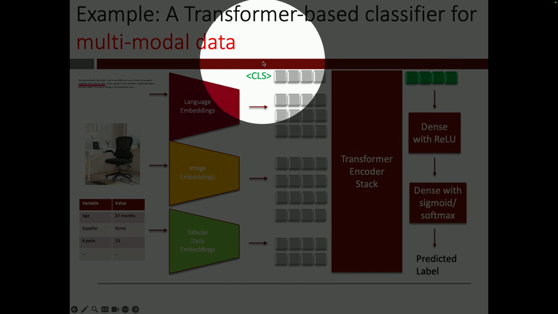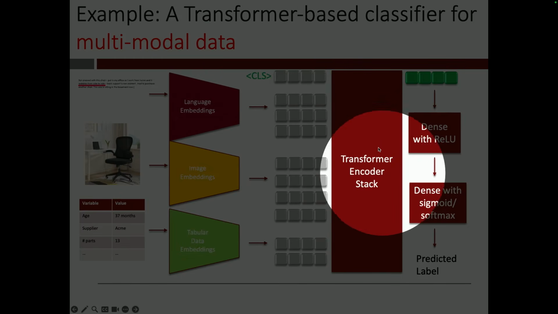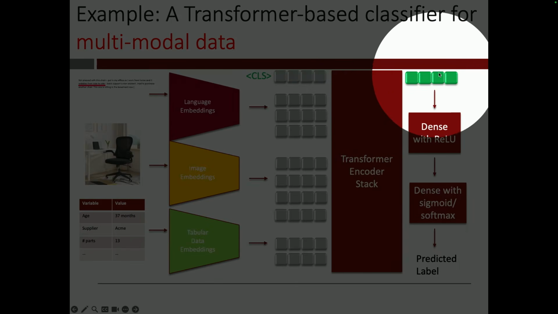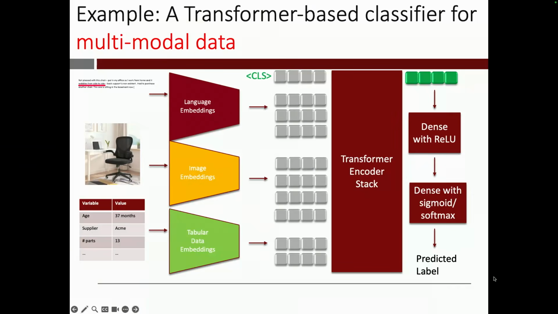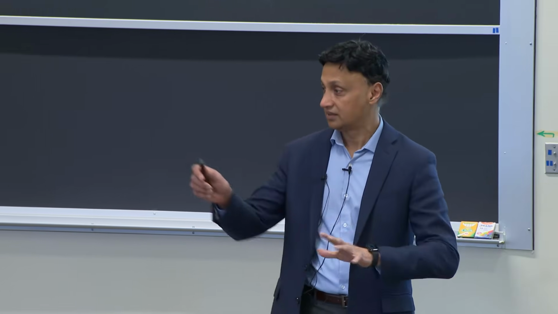And then you attach a little class token on top, send it through a bunch of transformer blocks, and out comes the contextual version of the class token. Run it through a ReLU, maybe a sigmoid or a softmax, predict the label, done. So this is extremely powerful, its ability to handle multimodal data.